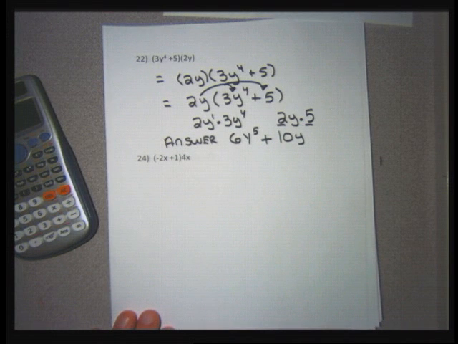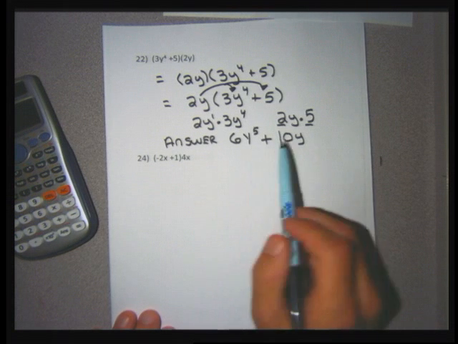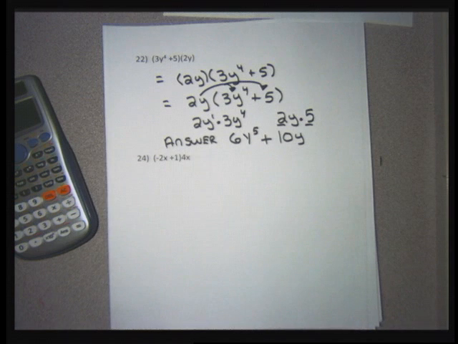So the best answer for 22 would be 6y to the fifth plus 10y. You can't get a 16. You can't add the 10 and the 6, because in order to add with letters, the letters have to have the same exponent. They have to be the same letters too.